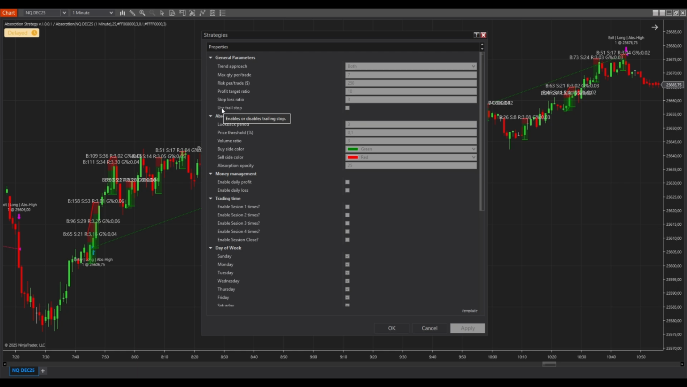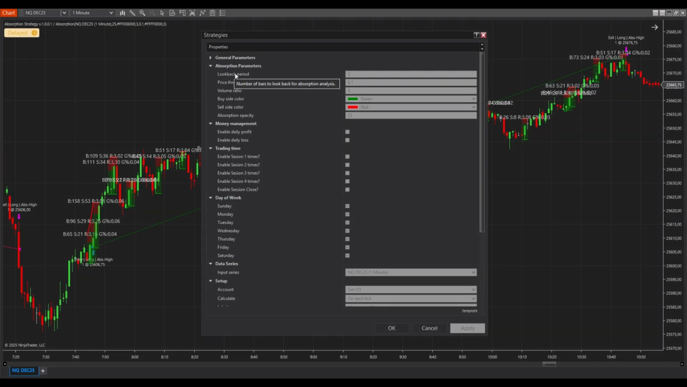Trail offset sets an offset in ticks from the calculated trailing stop level, giving you control over how tight or loose the trail is. Absorption parameters. These control how the indicator detects absorption patterns. Look-back period sets how many bars the indicator analyzes to detect absorption. This affects sensitivity. Price threshold is the maximum price movement percentage allowed for an absorption pattern. Lower values mean tighter ranges.